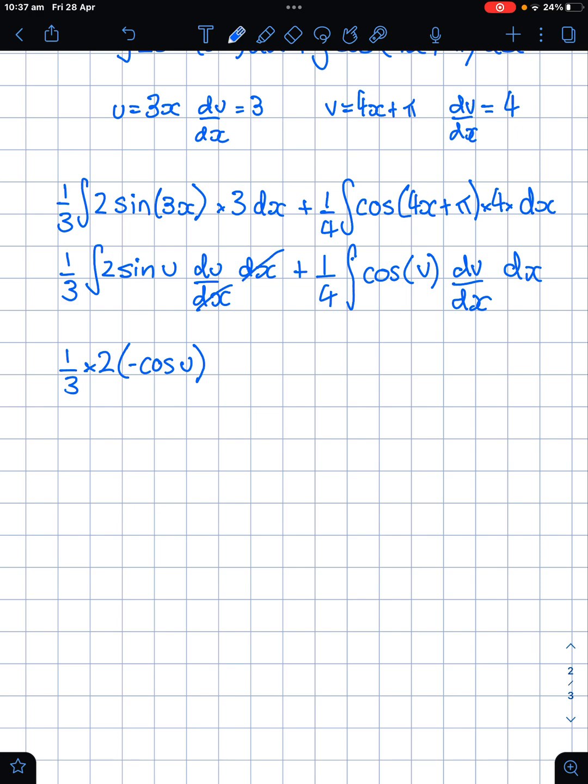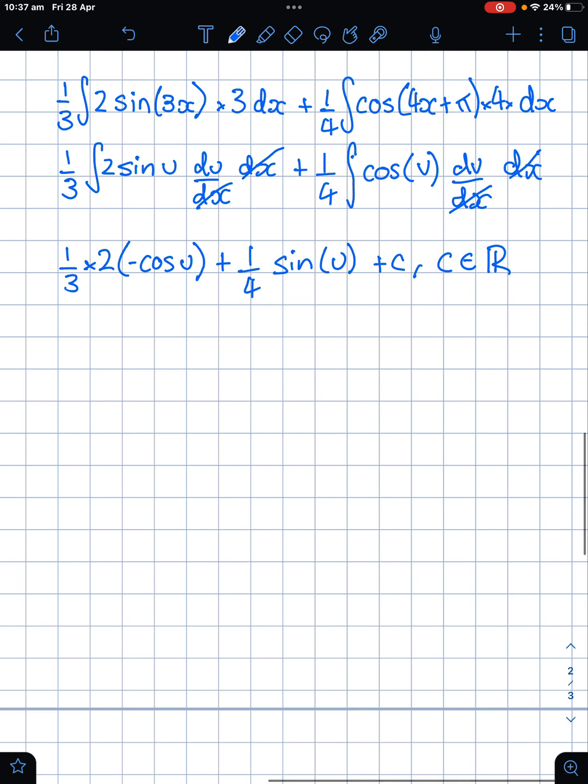I'm going to get a bit lazy here. I'm going to cross them out. They're going to cancel, so I'm with respect to u now, like I wanted to be, plus 1/4 cosine v is going to be sine v, and plus a constant, which is a real constant.